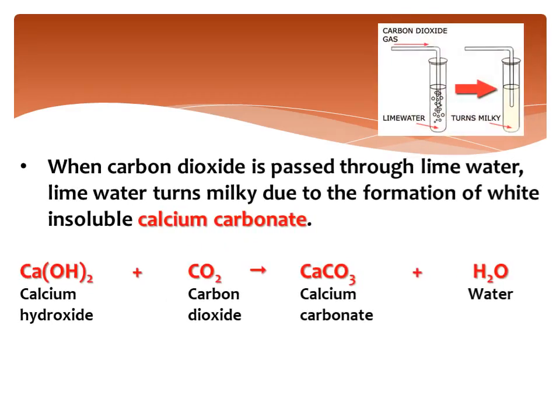When carbon dioxide is passed through lime water, it turns milky due to the formation of white insoluble calcium carbonate. And the chemical equation of the reaction is calcium hydroxide, that is Ca(OH)2, plus carbon dioxide gives CaCO3, that is calcium carbonate, plus water.